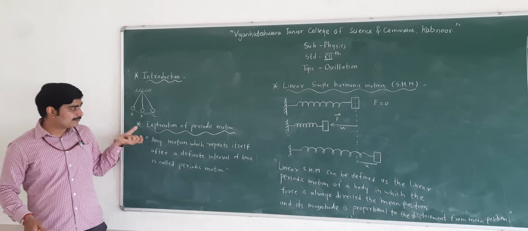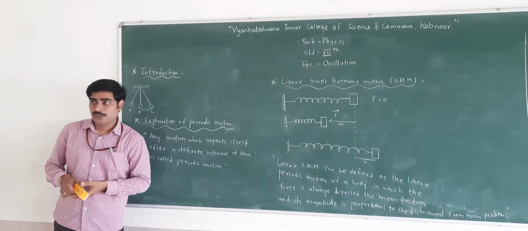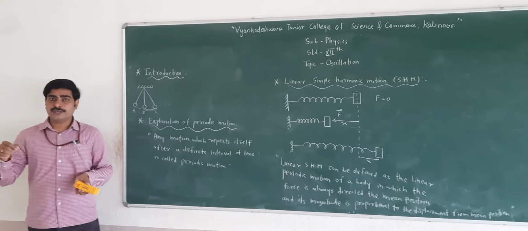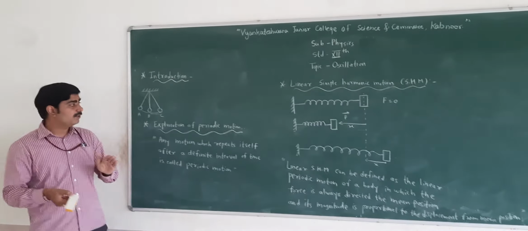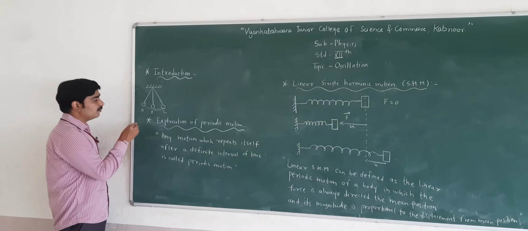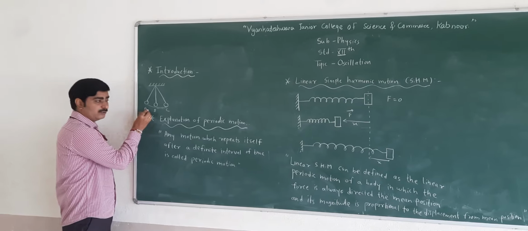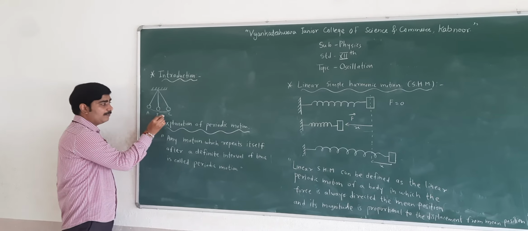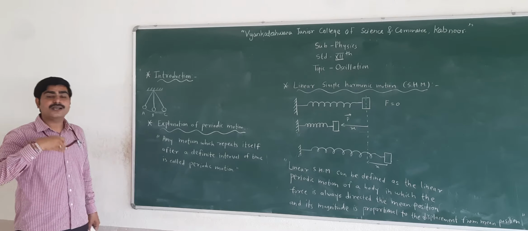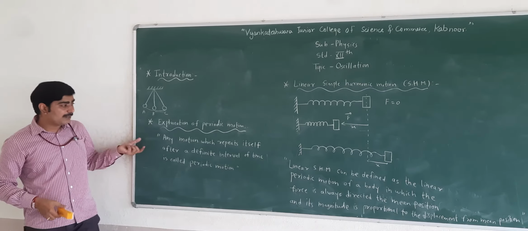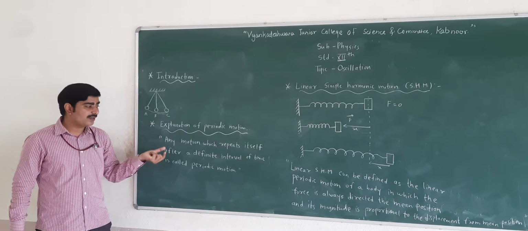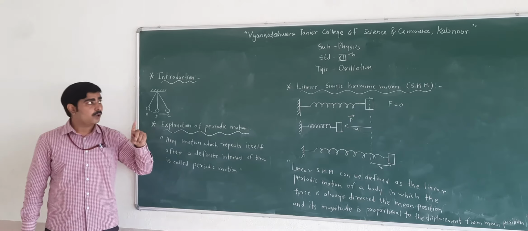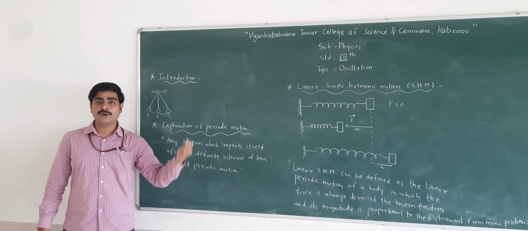Friends, the next part is the explanation of periodic motion. Oscillatory motion is also known as periodic motion. So what is the meaning of periodic? Again, we will go to the simple pendulum. Here you can observe that initially the particle is at point A, then it goes to B, then C, again from C to B, A, and again A, B, C. So it follows the same path again and again. Any motion which repeats itself after a definite interval of time is called a periodic motion. So oscillatory motion is an example of periodic motion.